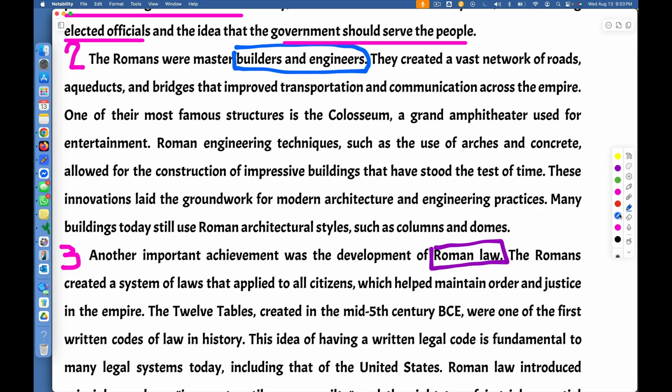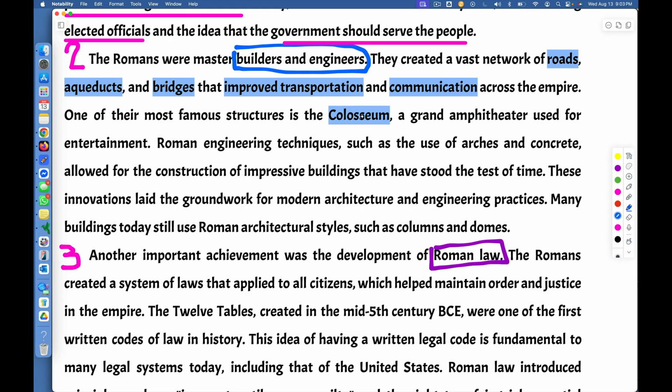And again, I'm going to highlight the words that describe what the Romans' buildings were like, and then I'm going to underline how it impacted our modern world. So Romans were master builders and engineers. They created a vast network of roads, aqueducts, and bridges that improved transportation and communication across the empire. So these things led to improved transportation and communication. One of their most famous structures is the Colosseum, a grand amphitheater used for entertainment. So we know about the Colosseum.